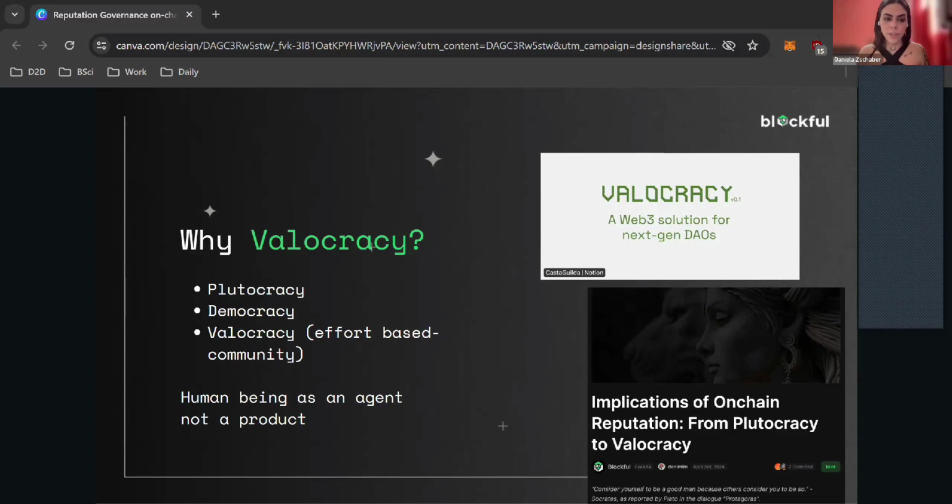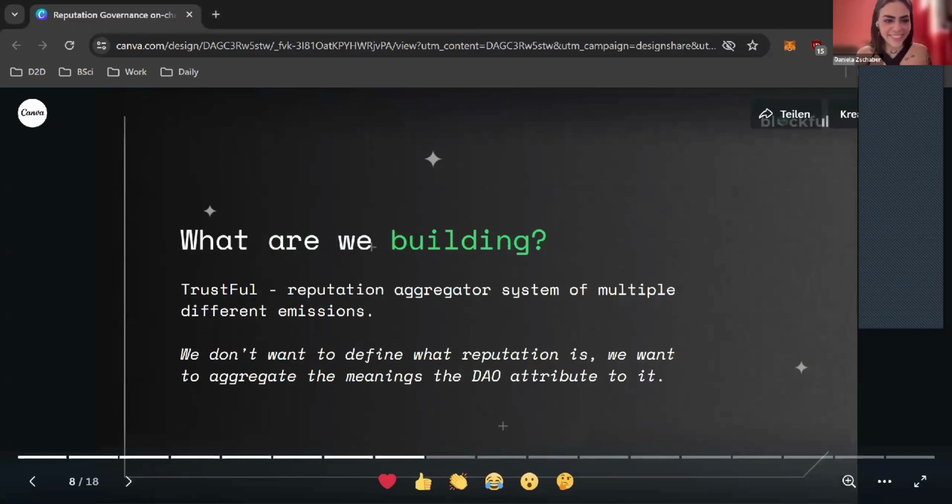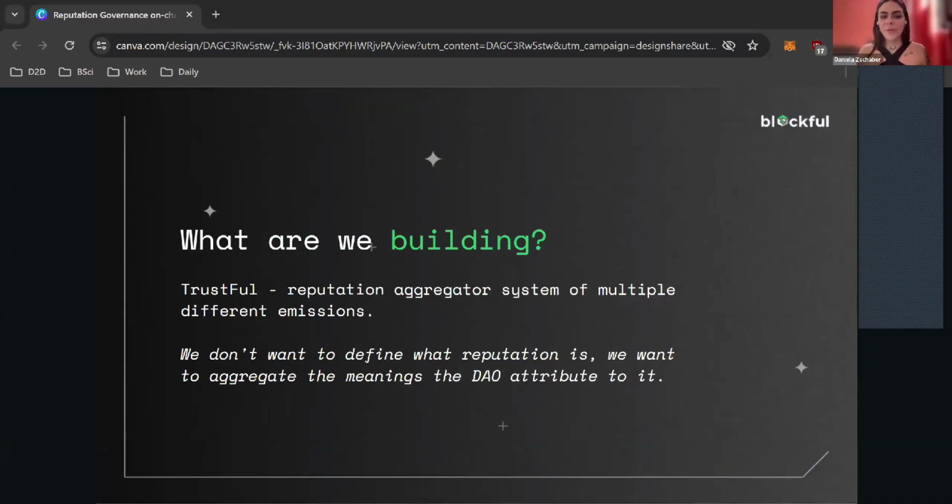Pareto efficiency is a very nice topic, mainly when we are talking about reputation. And yeah, go. I think we're going to talk about the product now. I hope so. Yeah, so what are we building?